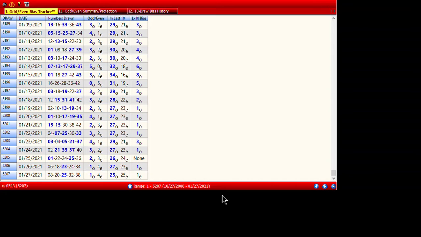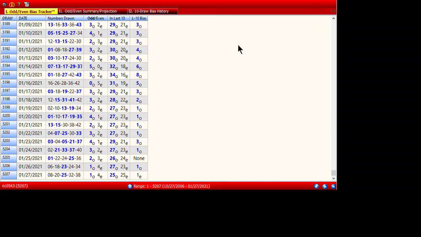Now, one thing that I do know you can do with the bias, so this is the last 10 bias, and when you put the cursor on here, it has a blue pop-up. It says that this shows the 10 drawing bias, if any. When more odd numbers than normal are in this bias group, it shows the bias as too odd, for example. Too many high numbers would be shown as too even.